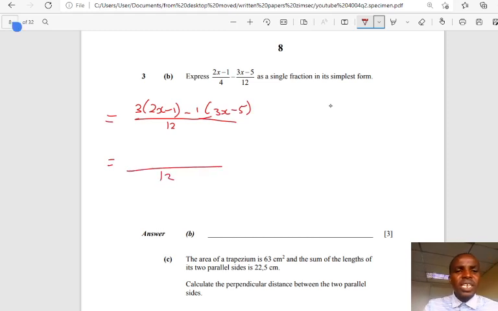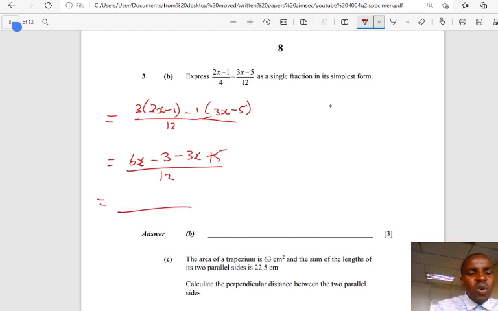Remove brackets. 3 times 2x is 6x. Minus 3 times 1 is 3. Then minus 1 times 3x is minus 3x. Minus 1 times minus 5 is plus 5, like this. Then if we collect like terms, 6x minus 3x is 3x. Minus 3 plus 5 is plus 2. So that will be the final answer. So you write it here.